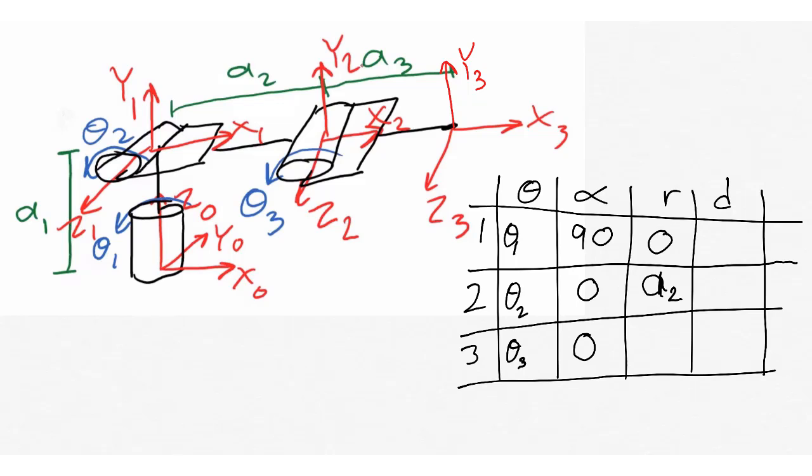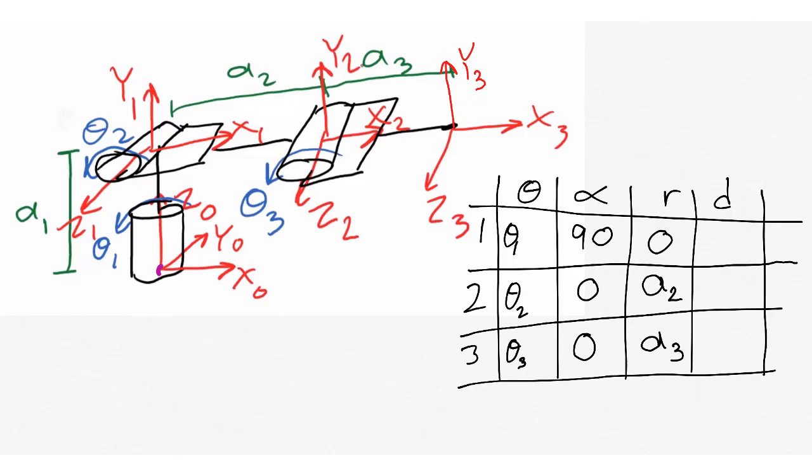Lastly, to get the third row for R, we'll look at the distance or displacement from the center of frame 2 to the center of frame 3 in the x3 direction. This distance is A3. Let's do the D column.